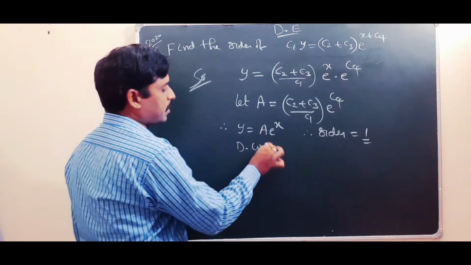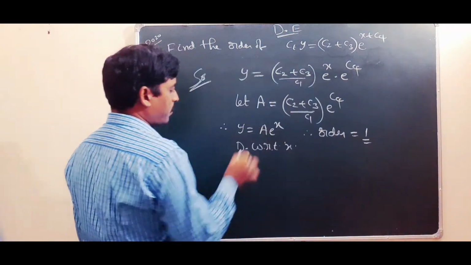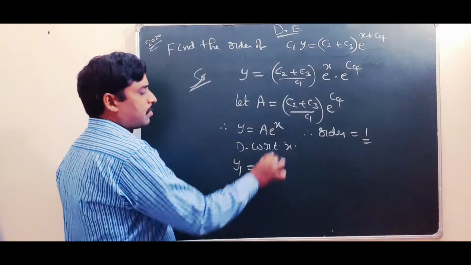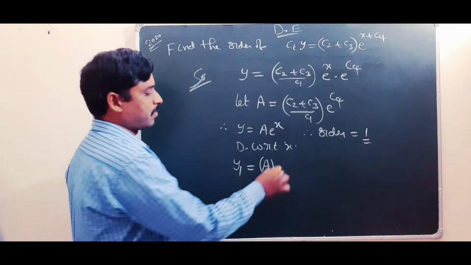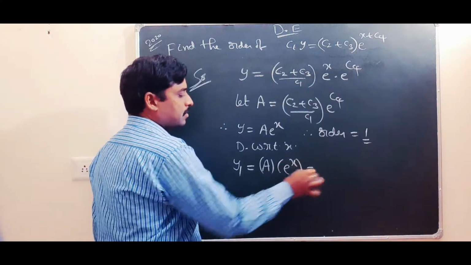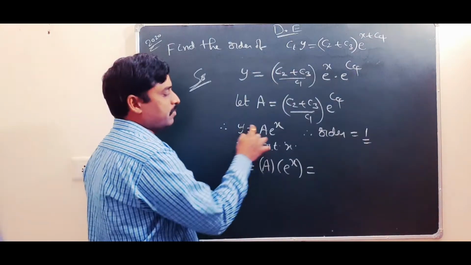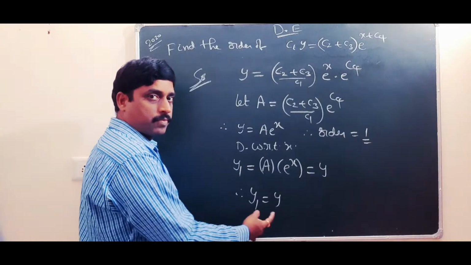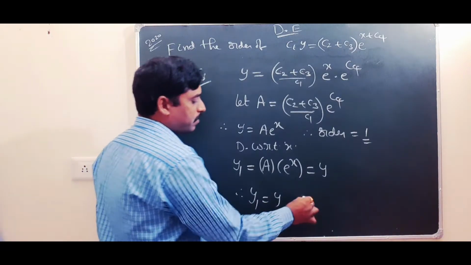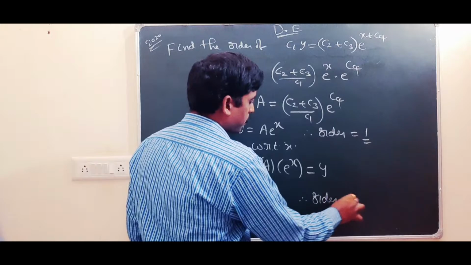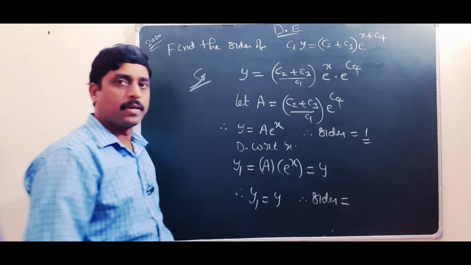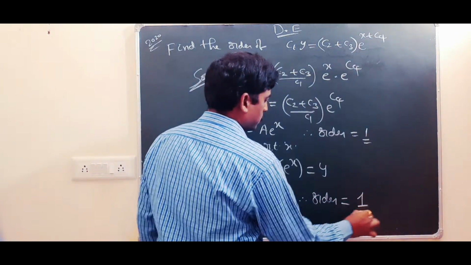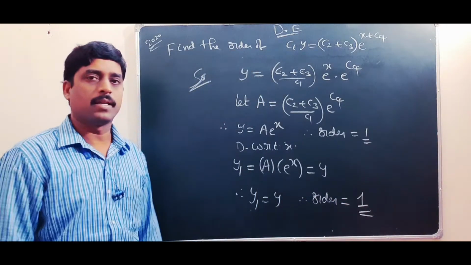Differentiation with respect to x on both sides. Differentiation of y, we have y1 is equal to a into differentiation of e to the power x, we get e to the power x. So a e to the power x, in this place we should write y. So y1 is equal to y. This is the differential equation. So in this differential equation, what is the order? Order is the highest derivative in the differential equation. So what is the highest derivative? dy by dx is there. So order is equal to 1.